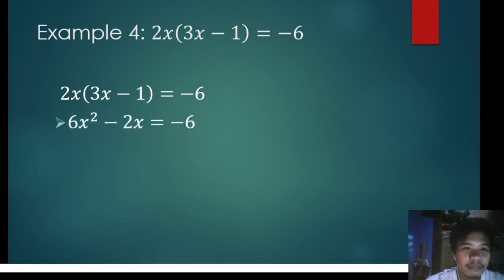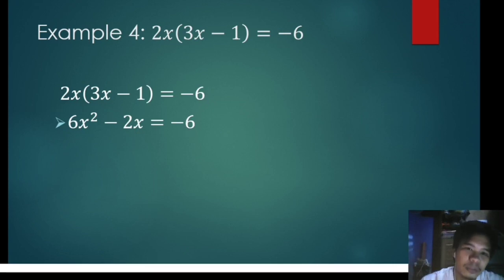So by that, we get 6x squared minus 2x. That is by multiplying 2x by 3x. So that is 2 times 3, which is 6, and x times x, which is x squared. After that, we multiply 2x to negative 1. So 2x times negative 1 is negative 2x. Equal to, you copy the term at the right side of the equation, which is negative 6.